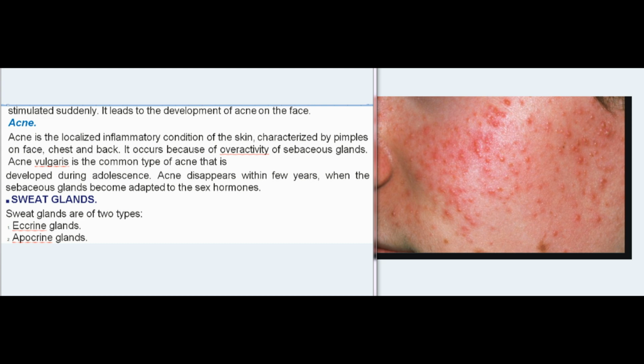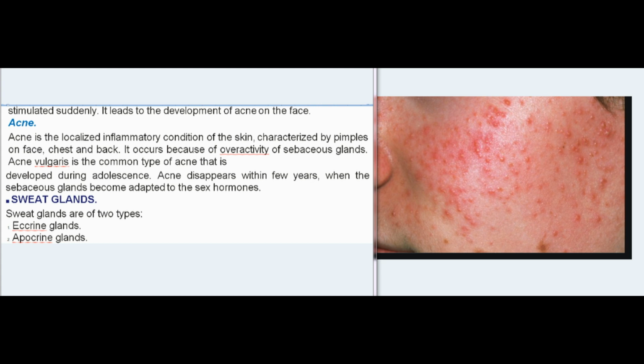Acne. Acne is the localized inflammatory condition of the skin, characterized by pimples on face, chest, and back. It occurs because of overactivity of sebaceous glands. Acne vulgaris is the common type of acne that is developed during adolescence. Acne disappears within few years, when the sebaceous glands become adapted to the sex hormones.